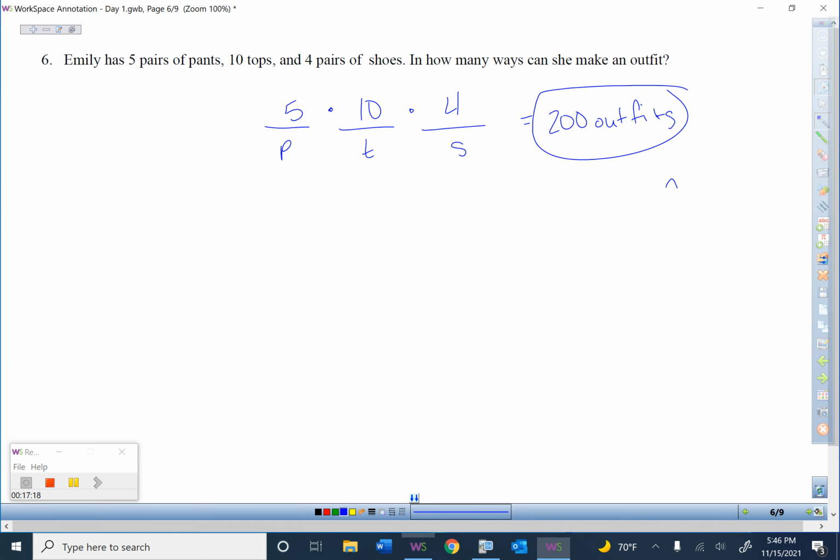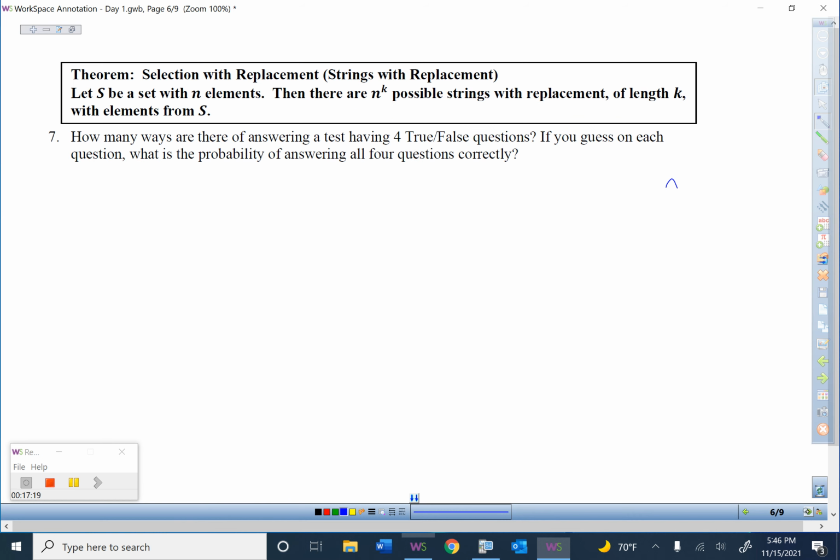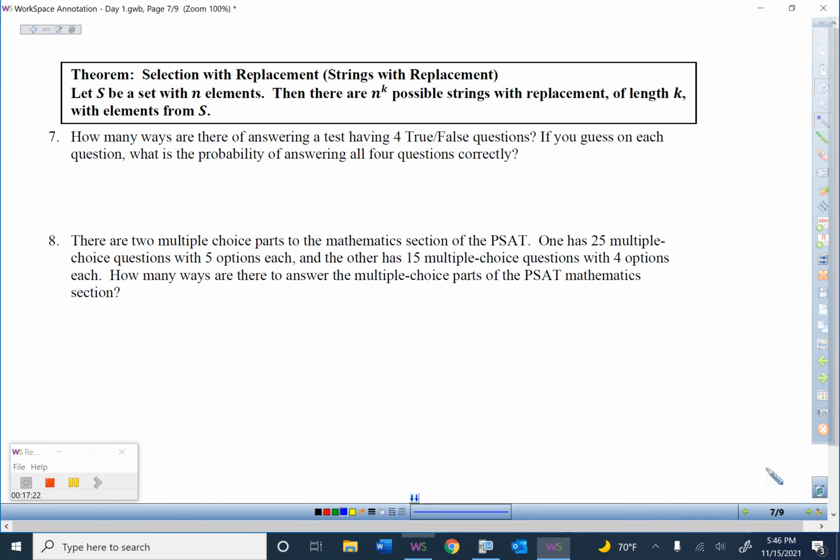That is the multiplication counting principle. But there's also something known as selection with replacement, or strings with replacement. I'm going to skip over this theorem and actually show you an example first, and then it's going to make a lot of sense as to why it looks the way it does.